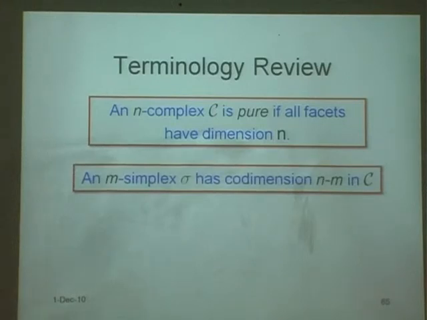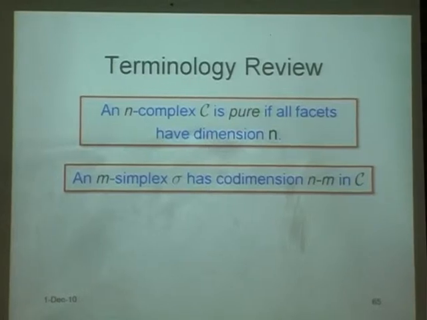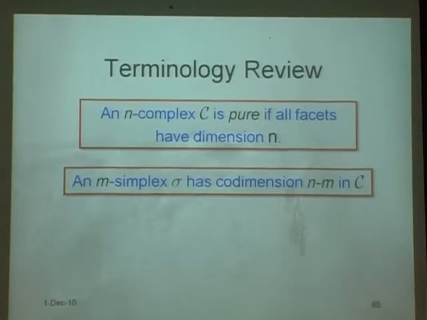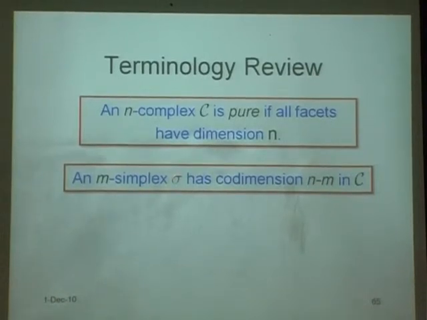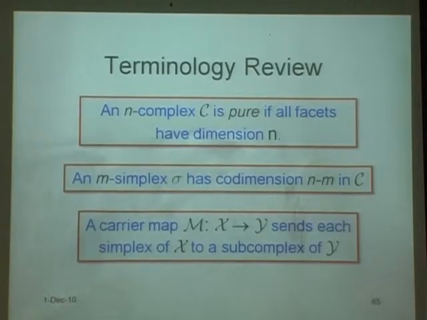So we're going to define the notion of a codimension. If you have an n-complex and an m-simplex, the codimension is the difference. I'm going to talk about the codimension of a simplex sigma because it'll often be clearer than writing n minus m, because I don't want to always have to write the m. I'll explain when that shows up. Remember, a carrier map maps one complex to another by taking each simplex in here and mapping it onto a subcomplex there. So the input to a carrier map is a simplex, the output is a subcomplex.